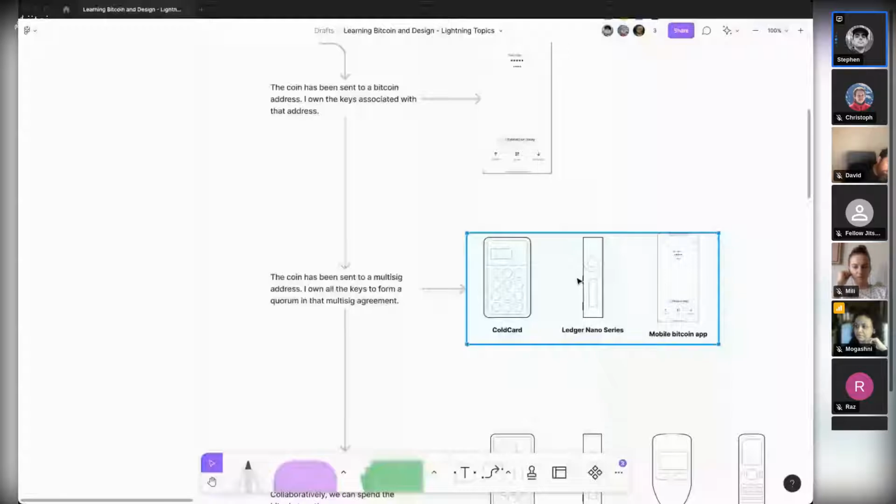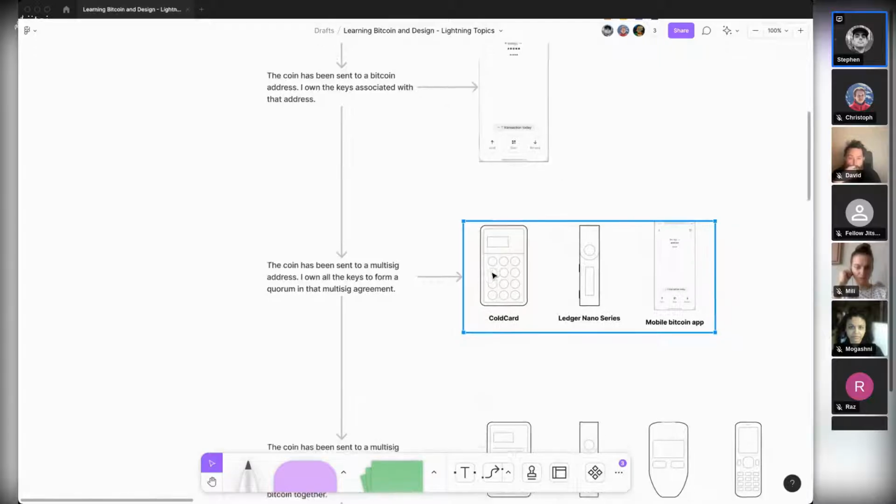But then this is different. I still own the Bitcoin. I can still spend the Bitcoin. But in order to prove that I can spend them, I just need 3 different keys. Okay. Let's take it a step further.